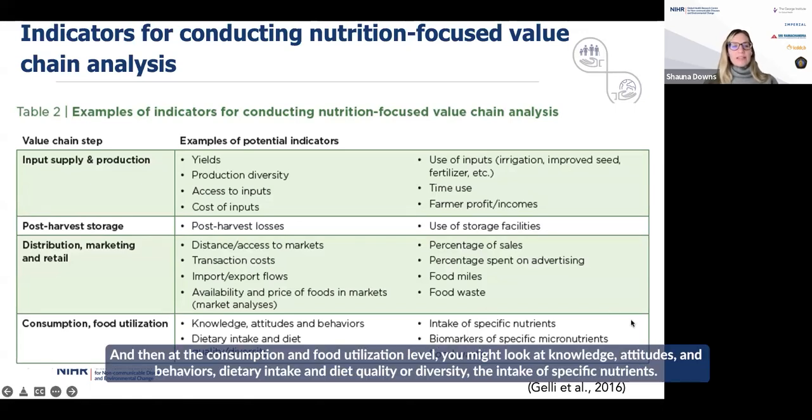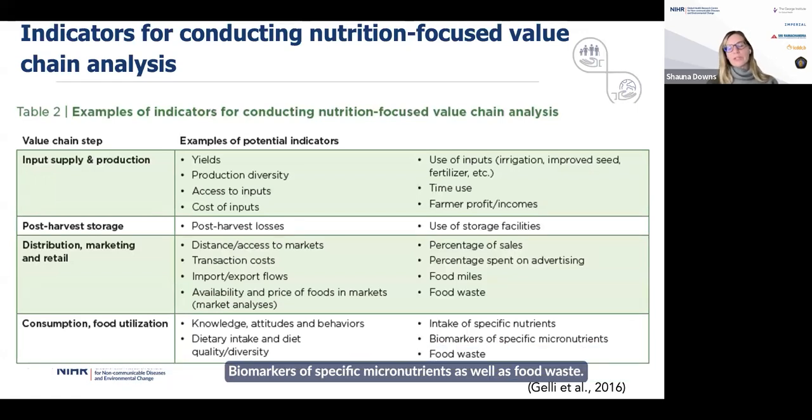And then at the consumption and food utilization level, you might look at knowledge, attitudes, and behaviors, dietary intake and diet quality or diversity, the intake of specific nutrients, biomarkers of specific micronutrients, as well as food waste. And again, Dr. Supana is going to talk about some of these methods that could be used as part of food supply chain analysis.